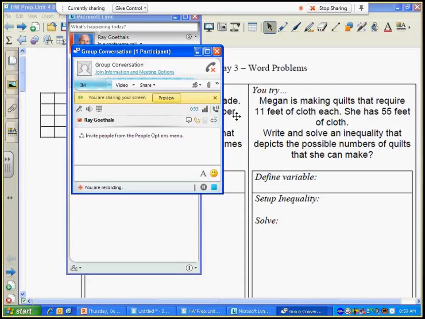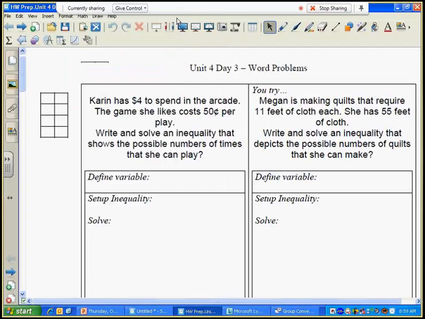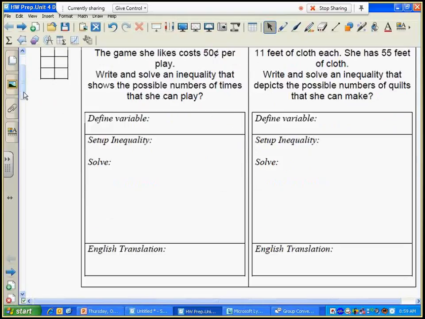Let's take a look at our Unit 4 Day 3 word problems. Remember I made you guys do a 2x4 fold. Let's start in that top left-hand corner of your 2x4 fold. Also remember that when we do these word problems here, I don't want you to copy down the problems. I just want you guys to copy down the work with me. So you guys will be, in each one of your boxes, when instructed, copying down these boxes that say define variable, set up inequality, solve, and eventually do your English translation.